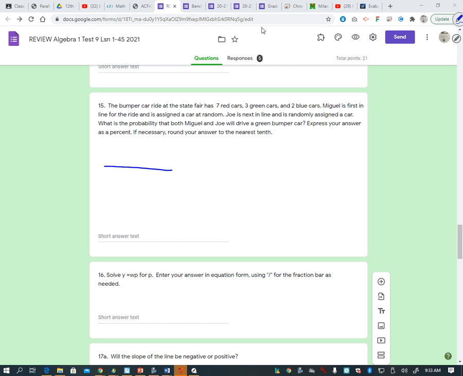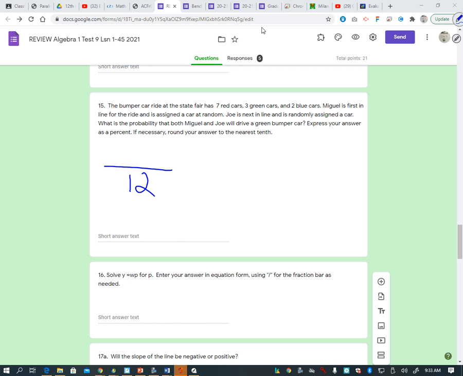Miguel is first in line for the ride. He's assigned a car at random. Joe is next in line and is assigned a car. What is the probability that both Miguel and Joe will drive a green bumper car? How many bumper cars are there? 12. Okay, 10 and 2 is 12. So 12 goes here, correct?